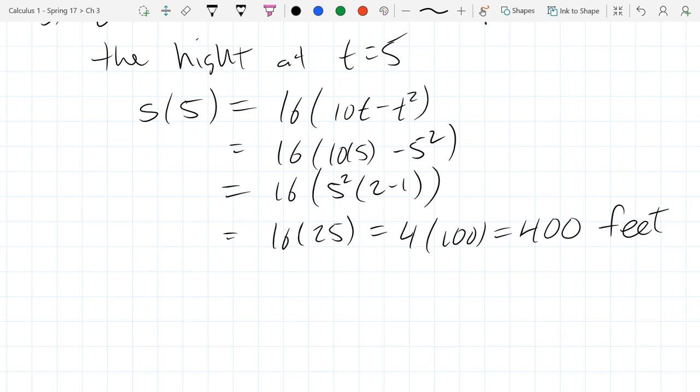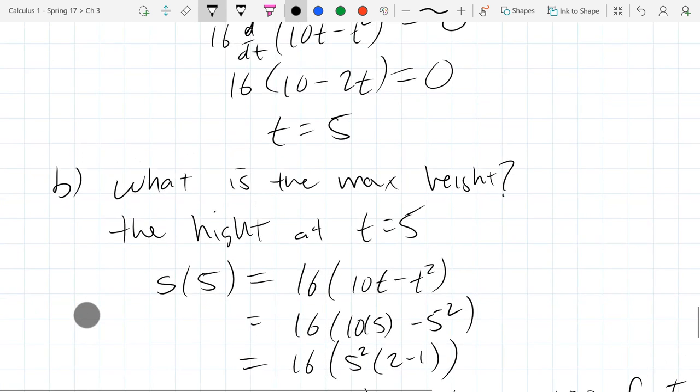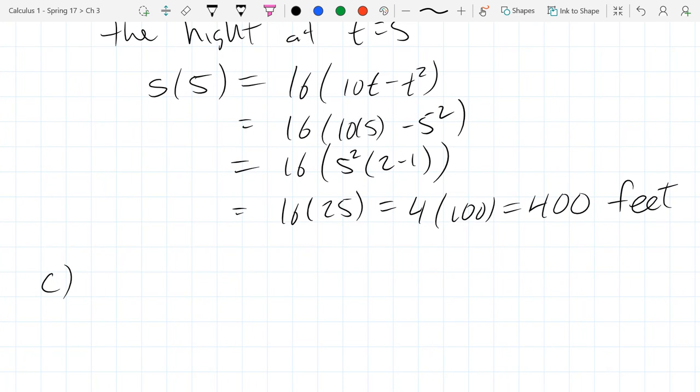Next part, so this is part C. Find the velocities, there'll be two of them, when the rock is 256 feet above the ground.